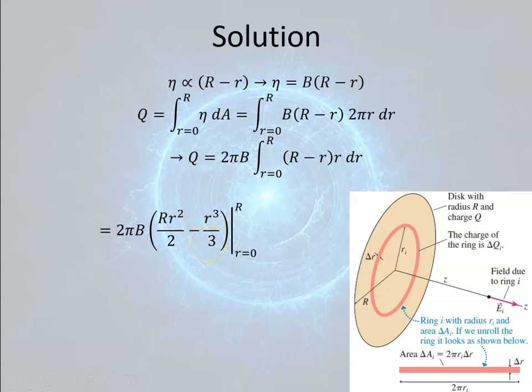Now, we are ready to plug in our integration bounds. So plug in the top one first, get the result, and then plug in the bottom one and subtract. Well, you can obviously see that when you plug in the bottom one, you're just going to get 0.